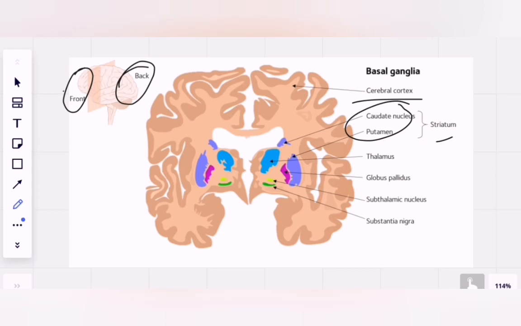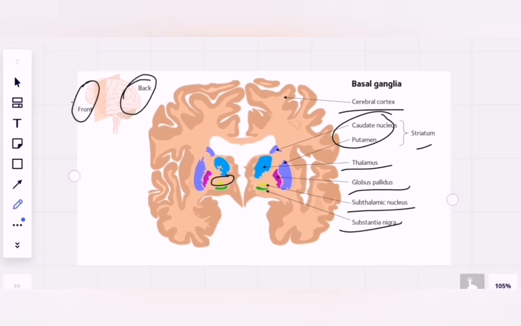Then comes the thalamus, indicated in blue. Then comes the globus pallidus, indicated in purple. Then comes the subthalamic nuclei, indicated in a fluorescent color, that is yellow. Then comes the substantia nigra, indicated in green. These are the major parts of the basal ganglia which have to be remembered. Then comes the rest.